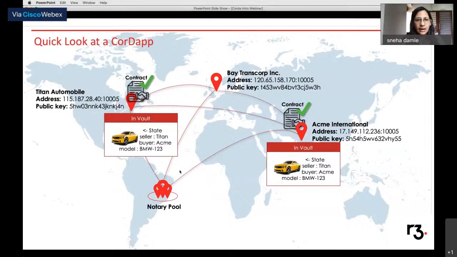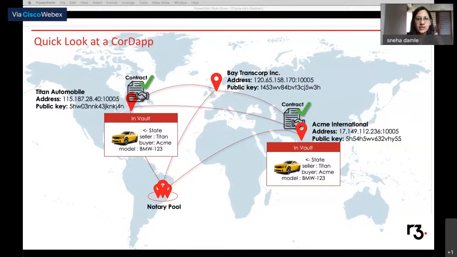So if you look into this diagram, this is a typical Corda network, and over here we have three legal parties. We have Acme, we have Bay Transcorp, and we have Titan. So what is happening is these parties must have undergone a KYC process, and then they must have obtained a digital certificate from the domain. And this is how the parties have joined this particular Corda network.